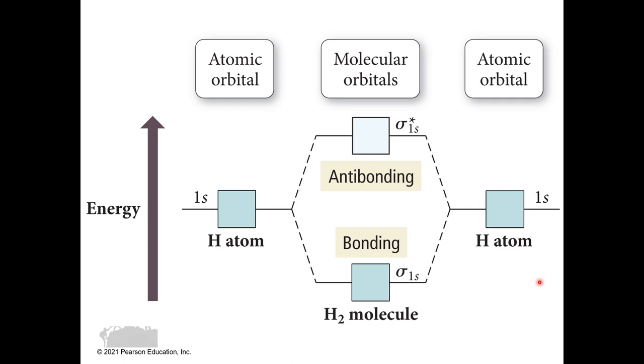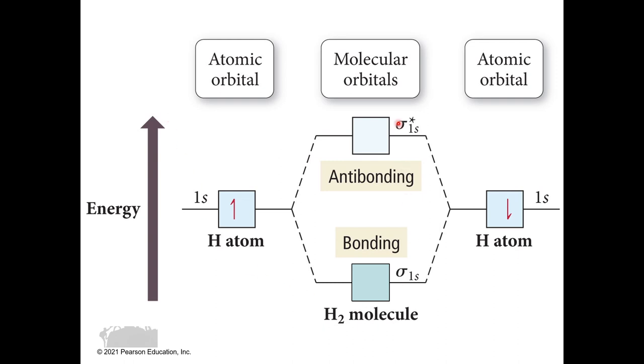Now remember, if we're going to combine two atomic orbitals, we're going to produce two molecular orbitals. One of them is going to be a bonding sigma 1s. The second one is going to be an antibonding sigma star 1s. Now take a look at their energy values. If the 1s orbital starts off here in the middle, then the bonding orbital will be lower in energy than the atomic orbitals, and the antibonding will be higher in energy compared to the atomic orbitals. Okay, so now, how many valence electrons are we working with? Well, one hydrogen atom has one valence electron, but because we have two H atoms, we're working with two valence electrons.